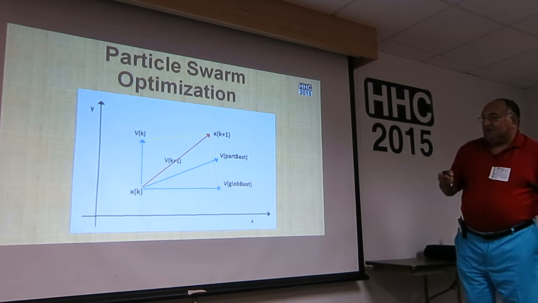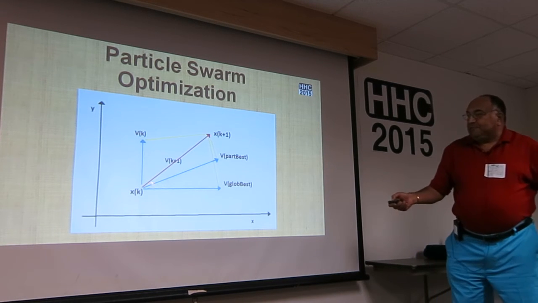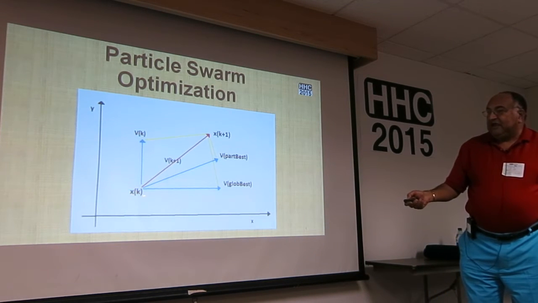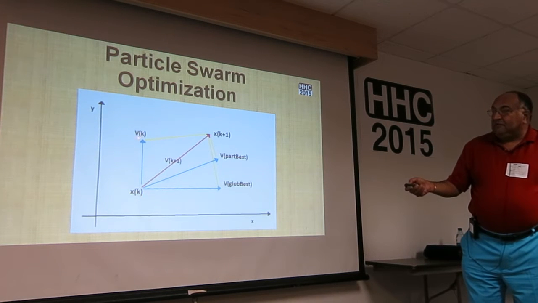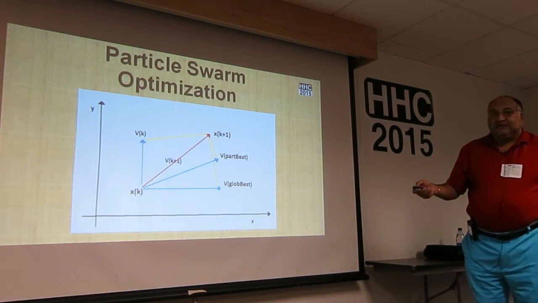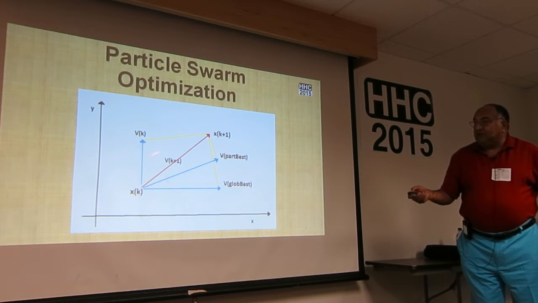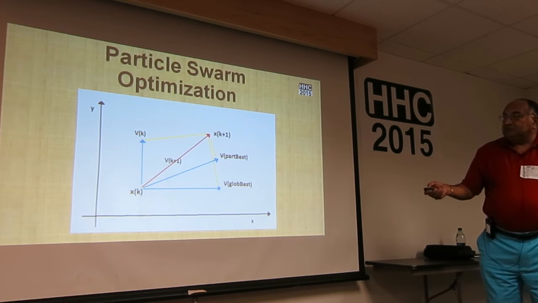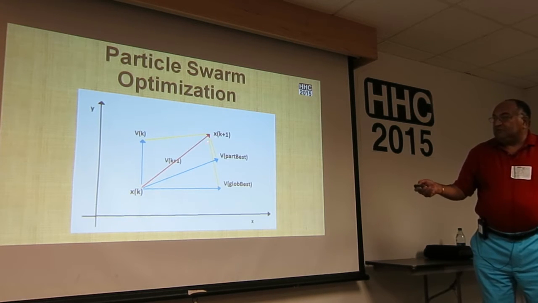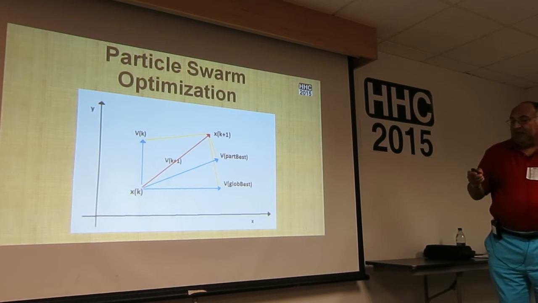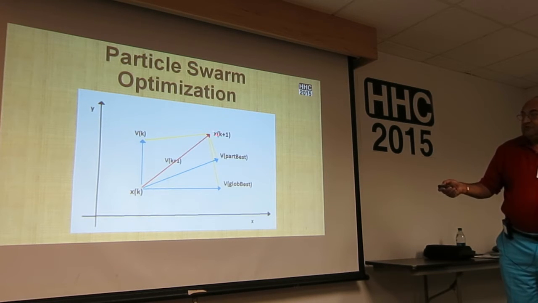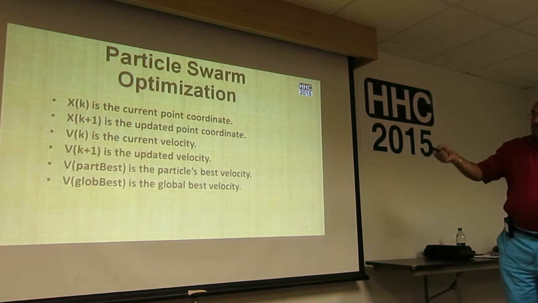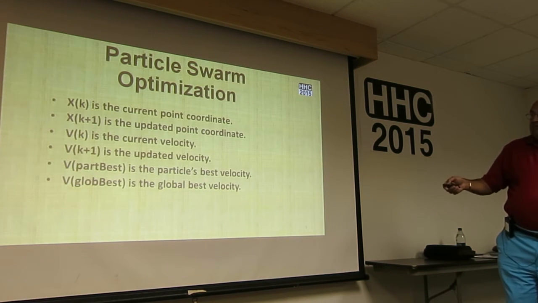Here's a very good graphic. There's a particle at x of k. It has arrived there thanks to this velocity. But going from x of k to x of k plus 1, it's going to be also influenced by the particle best, which is this component, and the global best. So the net vector component is the red one here, V of k plus 1. That will take it from this point to this point. And this defines the variables in the previous graphics.